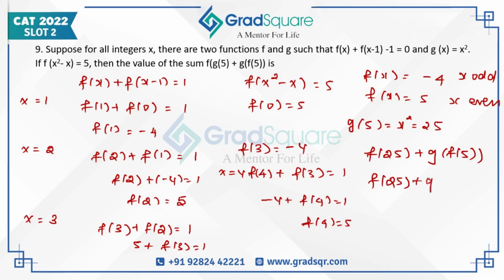Minus 4. So g of minus 4, and f of 25, again 25 is an odd number. When we get an odd number, the output is going to be minus 4, and g of minus 4 is nothing but minus 4 the whole square, because g of x is given as x square. So minus 4 the whole square, which will give me minus 4 plus 16. The answer for this question is going to be 12.